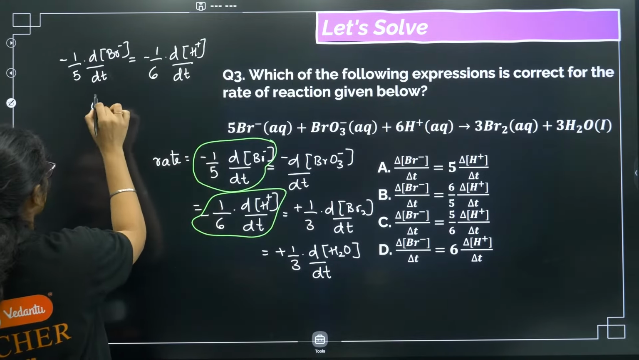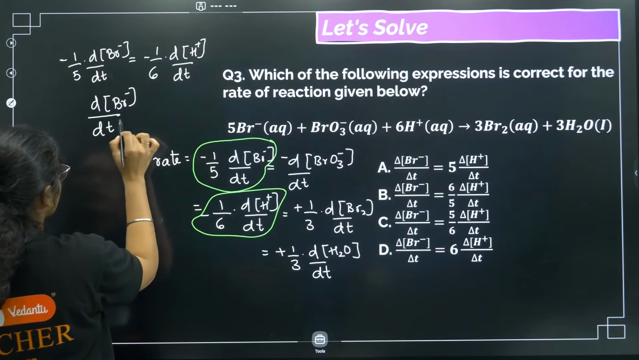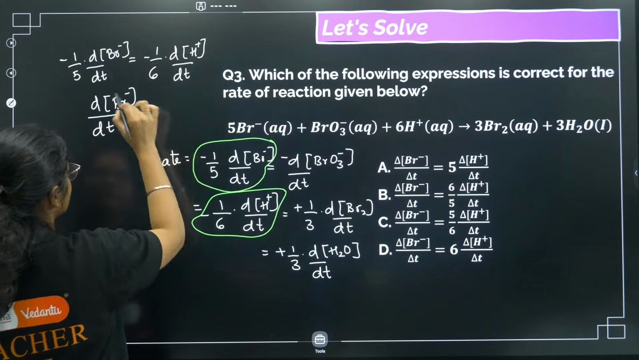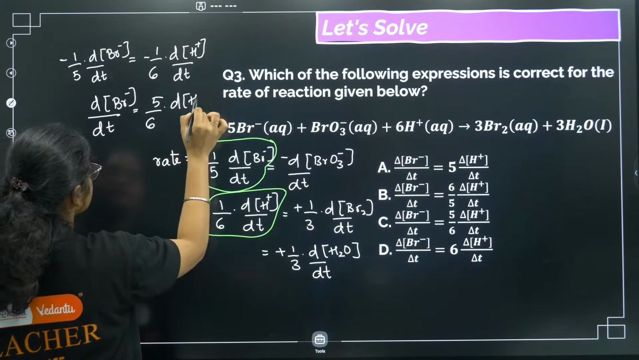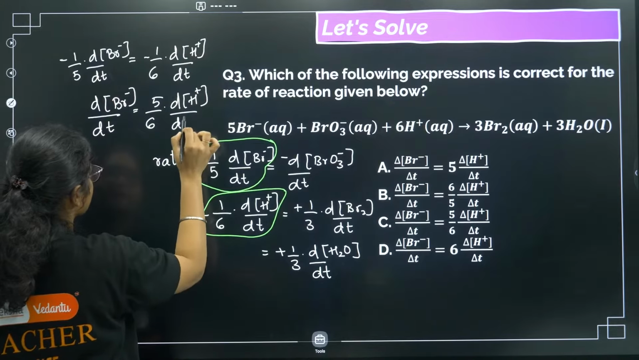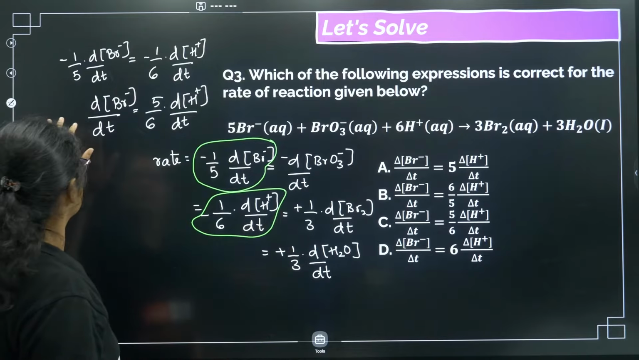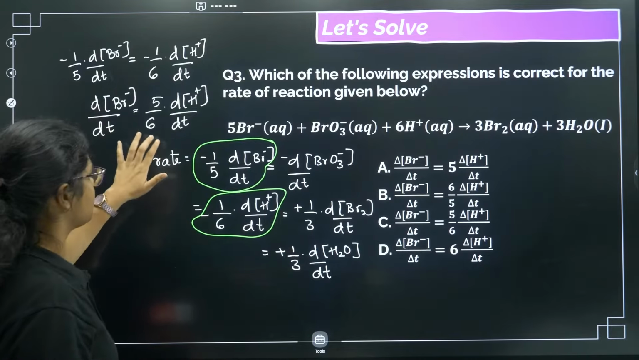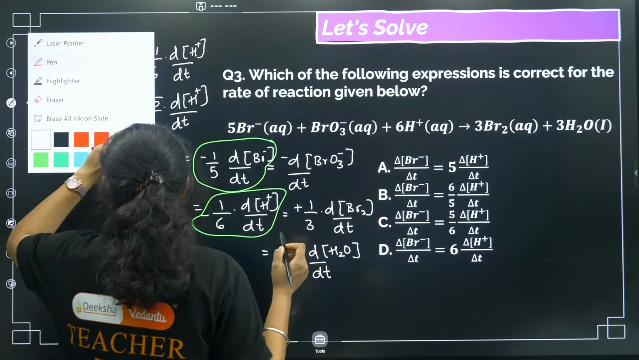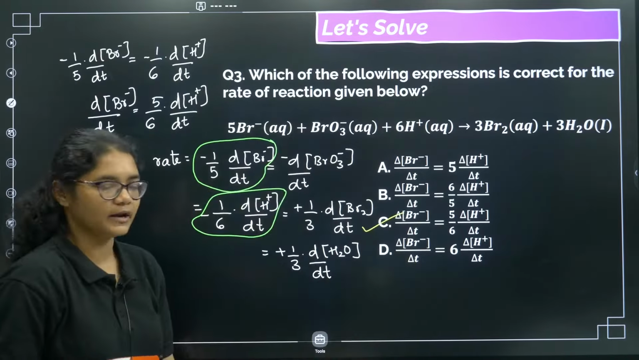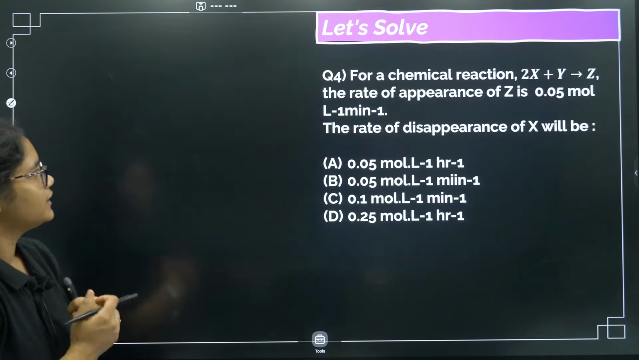Clear? Now let us solve it. dBr minus by dt, what can I take? I can multiply this by 5 here, cross multiplication. So I'll get 5 by 6 of dH plus by dt. So this is my answer. Now let us search for where we can get this one. So yes, dBr minus by dt is equal to 5 by 6 of dH plus by dt. So the correct answer for this question will be option number C, right? Option number C is the correct answer. Okay, now let us move to the next question.